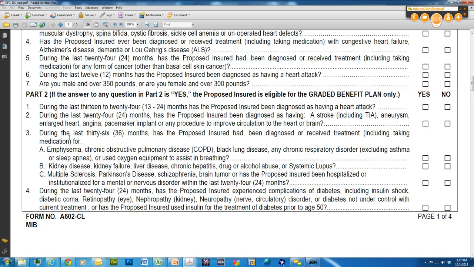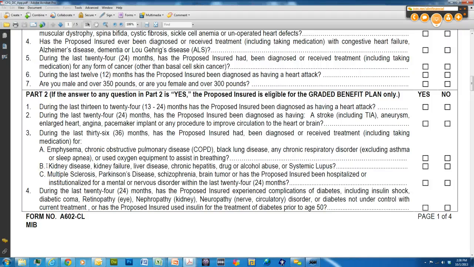During the last 36 months, been diagnosed or received treatment, including taking medication for the following. These are the lung-related stuff: emphysema, COPD, chronic obstructive pulmonary disease, black lung disease, chronic respiratory disorder, excluding asthma or sleep apnea, or used oxygen equipment to assist in breathing.